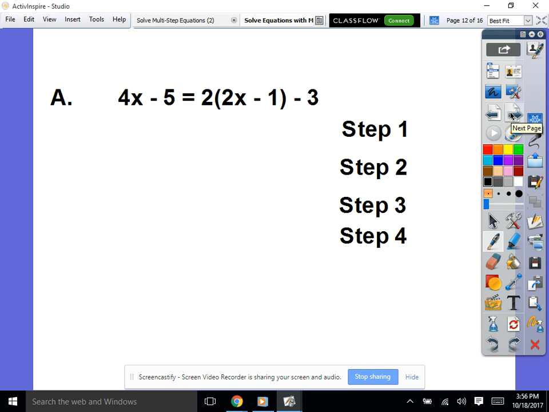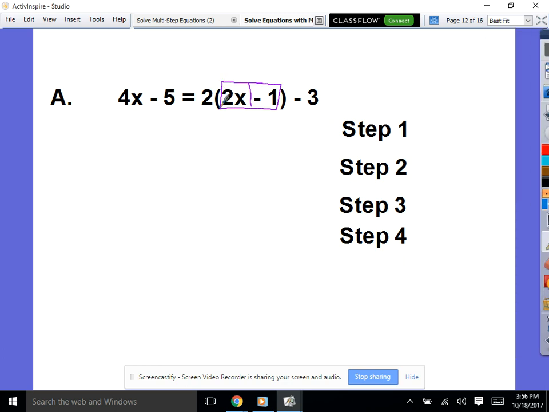All right, so step 1, we're going to box in our terms inside the parentheses and multiply by what's outside. 2 times 2x is 4x. 2 times negative 1 is negative 2. Everything else comes straight down, so that's minus 3 equals 4x minus 5.